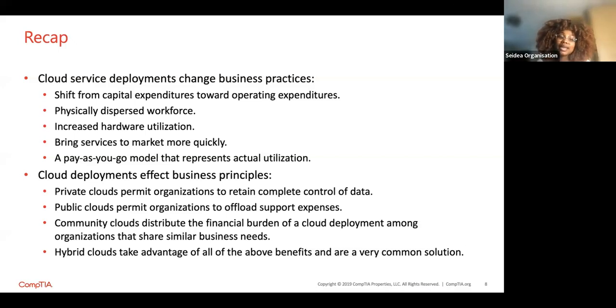And then when we're looking at public clouds, it permits organizations to offload some of their support expenses. And then when it's community cloud, it allows businesses to distribute the financial burden of the cloud deployment amongst other groups of organizations that share similar business needs. And then when you're looking at hybrid, it's taking advantage of all the benefits, but being very particular with which part you want to make a private cloud and which part you want to make a public cloud and which part of the business you want to make community cloud, or utilize those different deployment models.